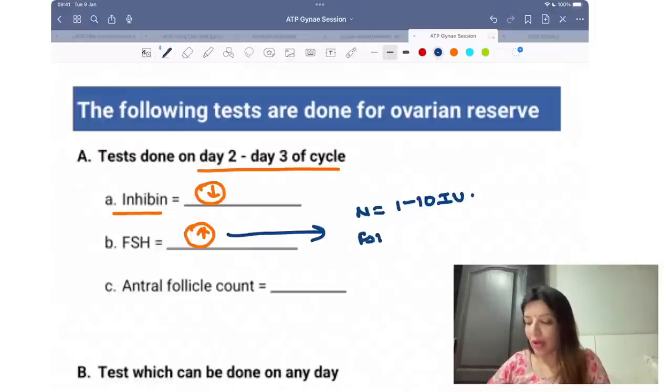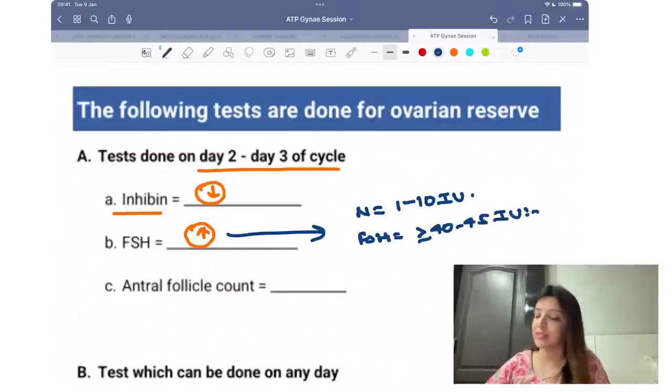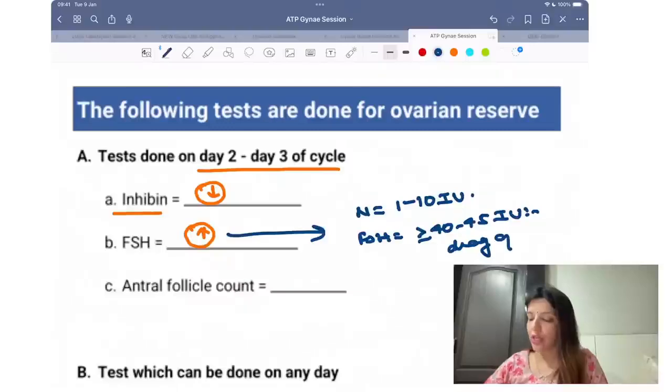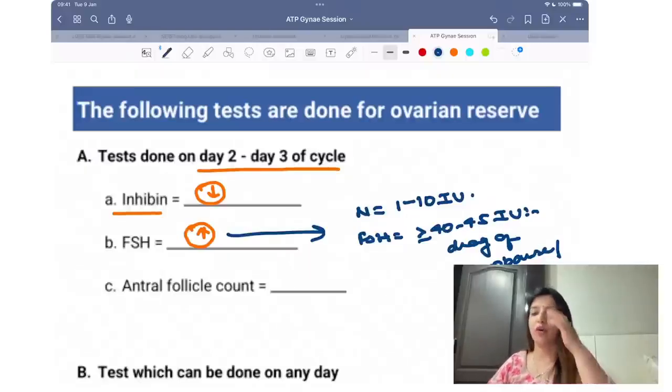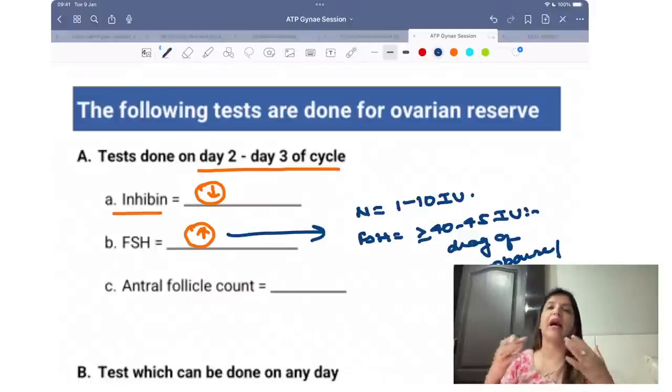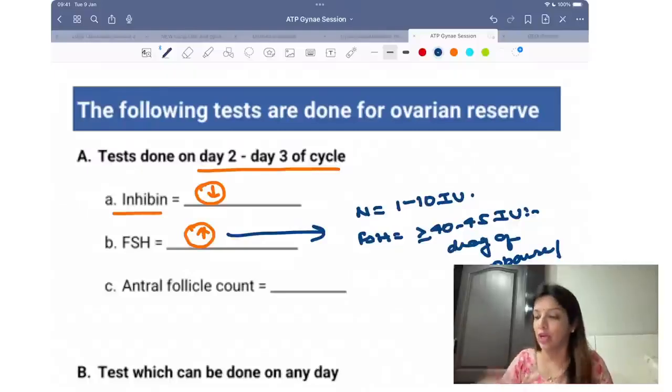If FSH values become more than or equal to 40 to 45 international units, that is diagnostic of menopause or premature menopause. What is antral follicle count? Antral follicle count means I am counting the number of follicles on ultrasound.